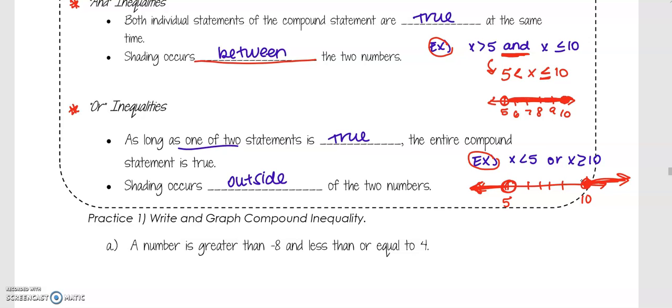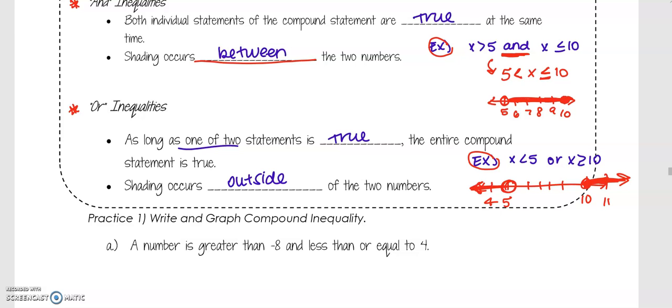Okay? One or the other. Both of them don't need to be true, right? My answer to this could be 11. That could be an answer because it satisfies this inequality. Or my answer could be 4 because it satisfies this inequality. As long as one of these inequalities is true, the whole entire compound is true.